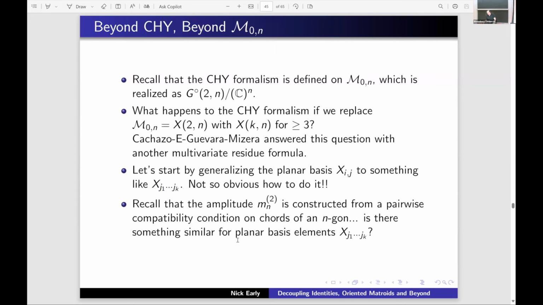So is there something similar for the planar basis elements? Is there a similar construction? Is there an analog to this pairwise compatibility notion, which says that, for example, the two chords X(1,3), which is S(2,3), and X(2,4), which equals S(1,2), are not compatible and they do not appear together in a Feynman diagram. So we'd like a notion of that for these new objects.